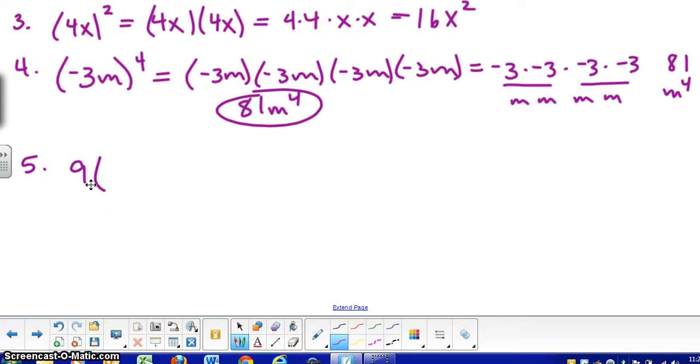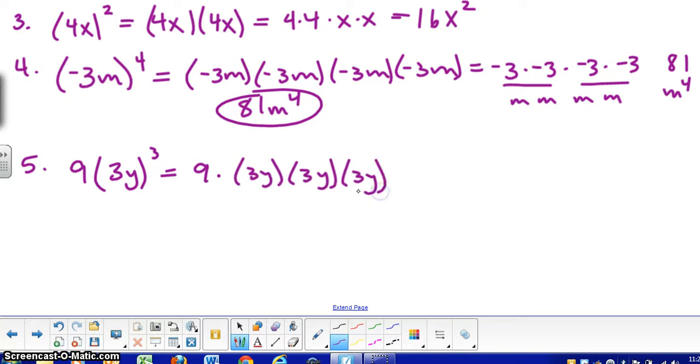So if we have 9 times 3y to the 3rd power, often a temptation is to take the exponent of 3 and also attach it to the 9, but that is not the case. 9 is just going to tag along for the ride, and that exponent of 3 is only attached to the 3y, so that is what will be listed 3 times, not the 9.